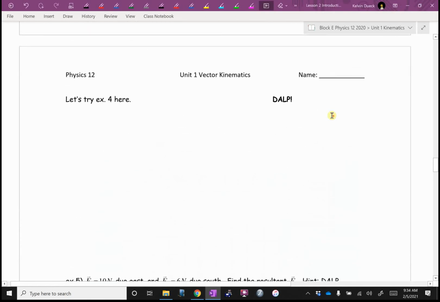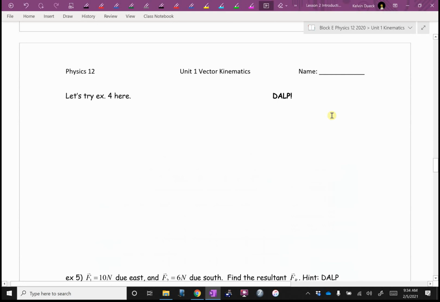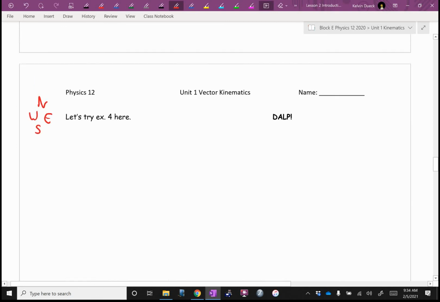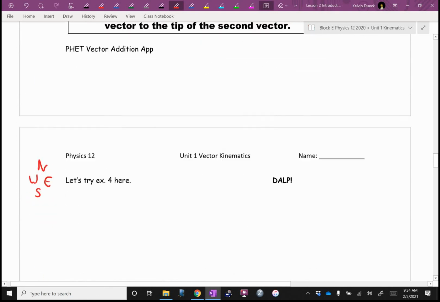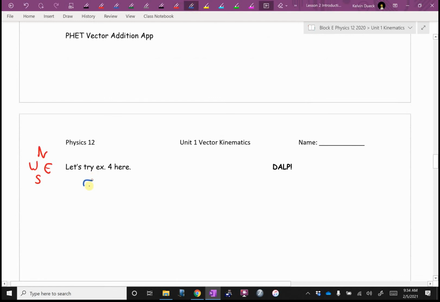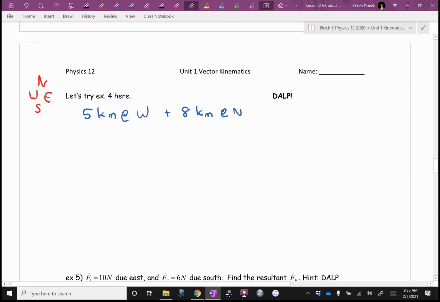So let's do this. Example 4 on the next page. You're all turning the page, and we're about to do a vector question. So all of you are going to put a little compass rose somewhere next to example 4. And the 2 vectors that we're going to add together are 5 kilometers at west and 8 kilometers at north. Who remembers what DALP stands for?